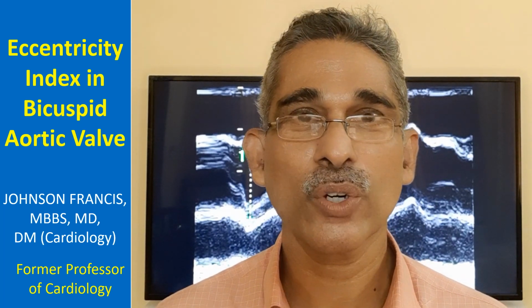Closure line of the aortic valve on M-mode echocardiography is seen as a central line, while in bicuspid aortic valve it is an eccentric closure nearer to one of the walls of the aorta. This eccentricity of closure of the aortic valve leaflets can be calculated using what is known as the eccentricity index. That's an important feature of bicuspid aortic valve on M-mode echocardiogram.